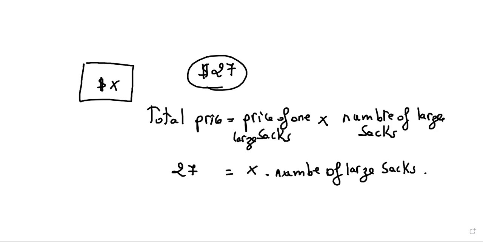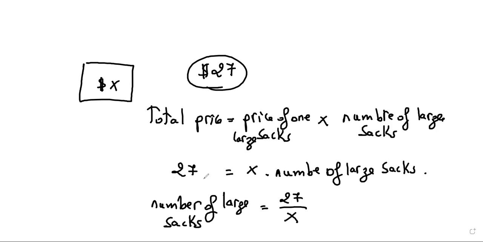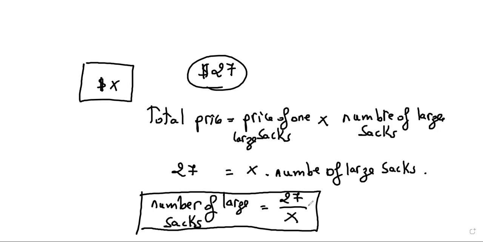It's easy for me to get the number of large sacks in terms of X. I just need to divide both sides by X, knowing that X is not 0 for sure. You can't buy a sack of fertilizer for $0. So I know that the number of large sacks is equal to 27 divided by X. When you divide both sides by X, you get rid of this X and then switch sides, right? So this is the final answer, and I got the number of large sacks in terms of X.